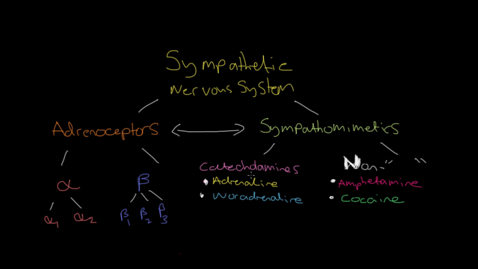The most common examples of a sympathomimetic are a class of compounds called the catecholamines, and these are in your body already. This includes adrenaline and noradrenaline.